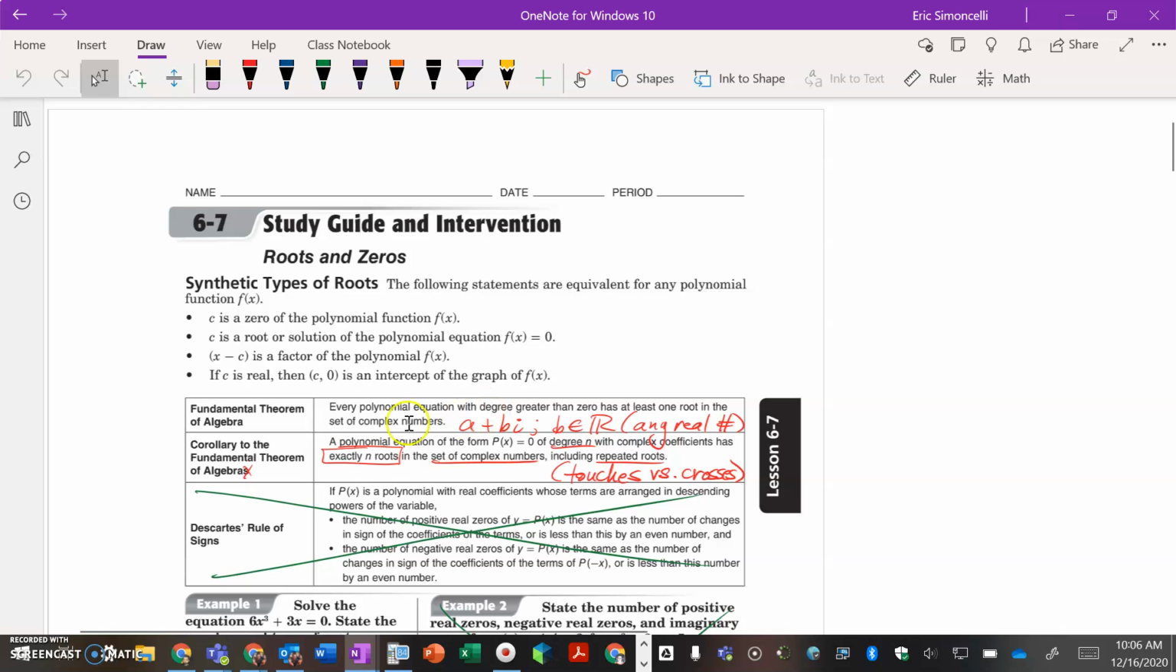The fundamental theorem of algebra states that every polynomial equation with degree greater than 0 has at least one root in the set of complex numbers. We'll be anticipating, when you see a function, that the number of zeros should match the degree, even if those zeros are complex.